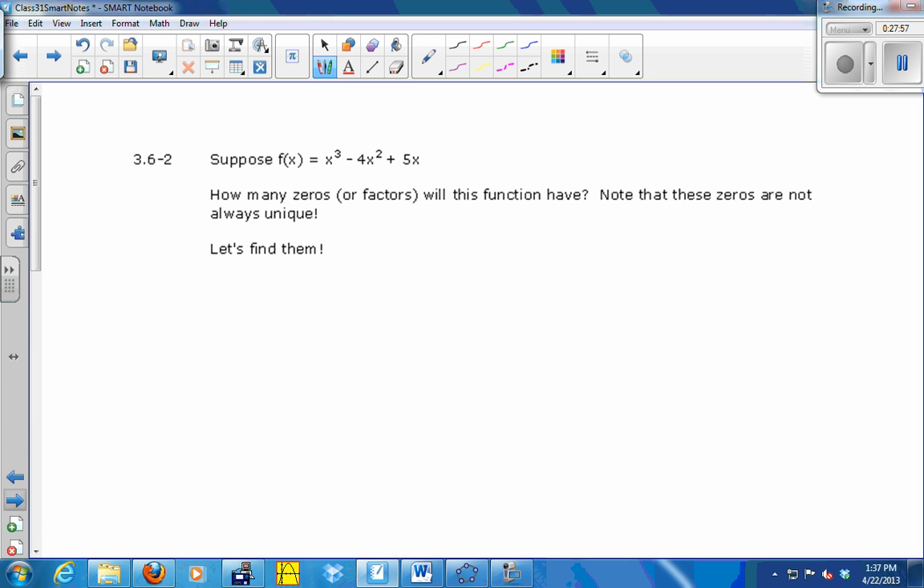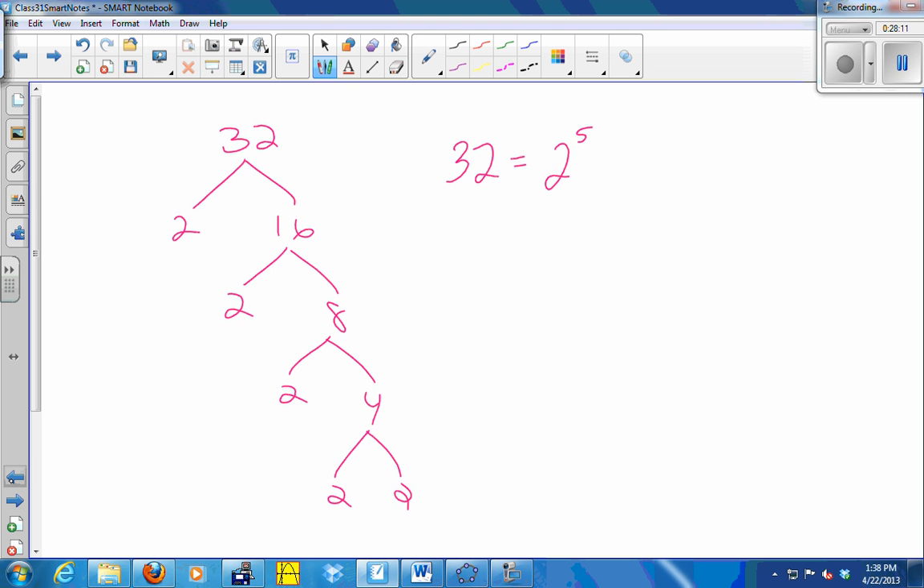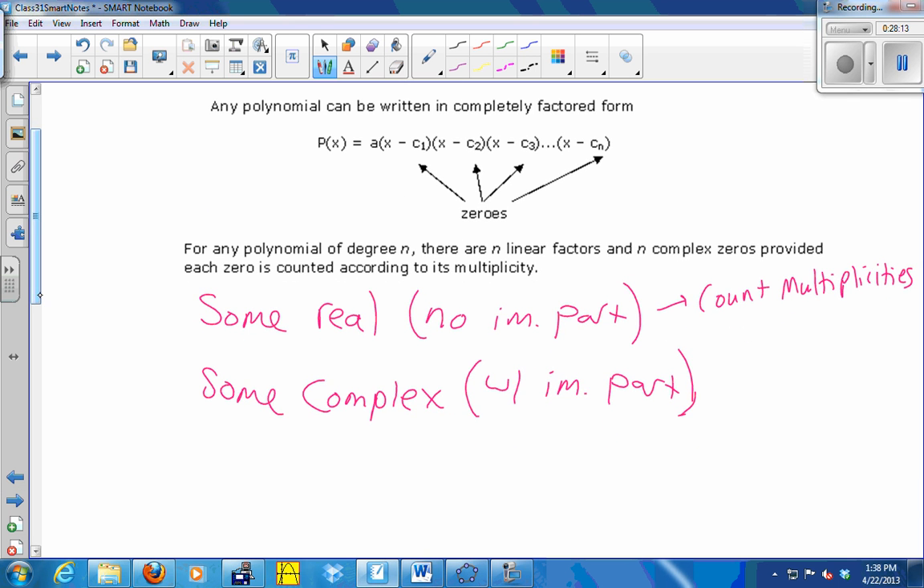All right, so here's a cubic, x cubed minus 4x squared plus 5x. How many zeros does it have? 3. The fundamental theorem of algebra says that if you have a polynomial of degree n, there are n factors and n zeros.